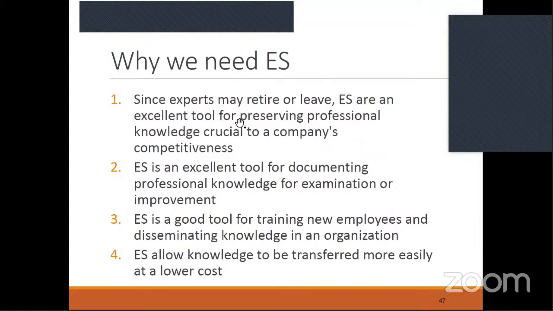Why do we need these expert systems? Experts may retire or leave. As I earlier told you about that food company, if the expert chef remained absent, the company would not work that day. If experts retire or leave, expert systems are an excellent tool for preserving professional knowledge crucial to a company's competitiveness. An expert system is an excellent tool for documenting professional knowledge for examination and improvement. Expert systems are good tools for training new employees and disseminating knowledge in an organization. They can also allow knowledge to be transferred more easily at a lower cost.